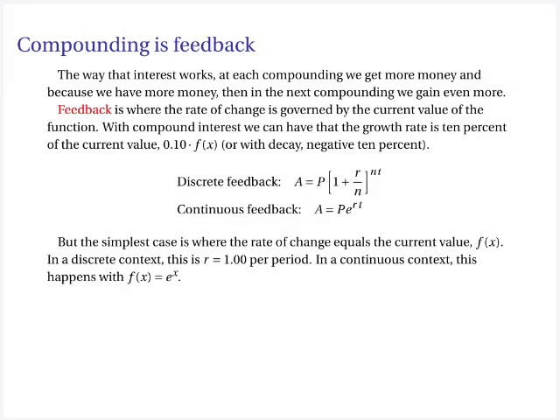It can be that the rate of change is 10% of the current value of the function. It could be that the rate of change is minus 10% of the current value of the function. But surely the simplest case is where the rate of change is equal to the current value of the function. That is to say, it's 100% of the current value of the function. And in a continuous context, you would say that the rate of change is the current value of the function. You're looking at that formula. So the takeaway, the understanding of what's happening, is you look for exponential formulas to apply in cases where there's some kind of feedback situation.